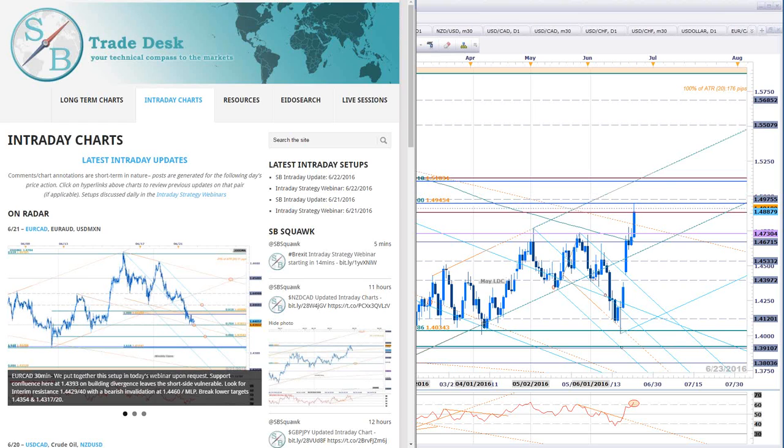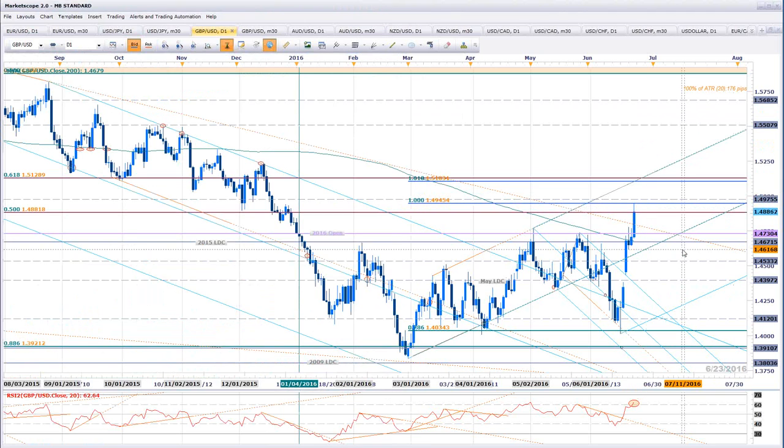All right, let's jump right into price action. So first things first, I do want to cover, obviously, the British pound and where that's trading.